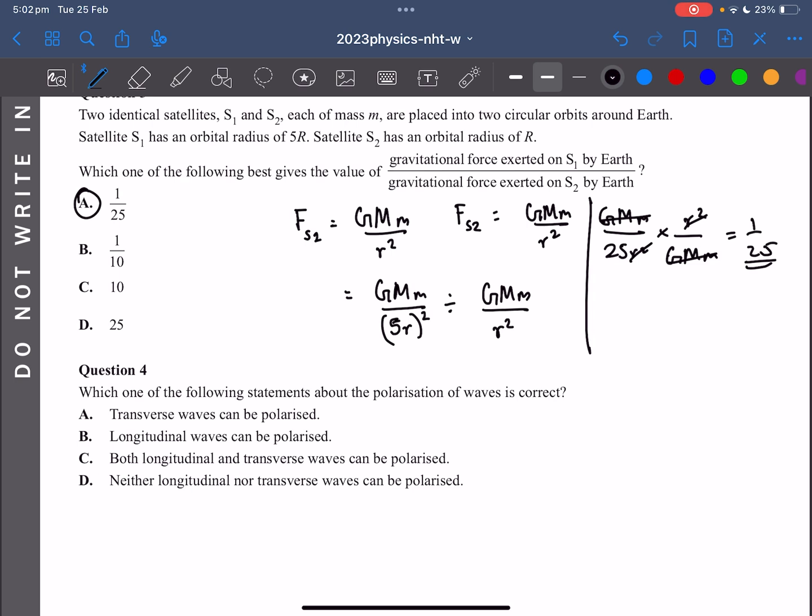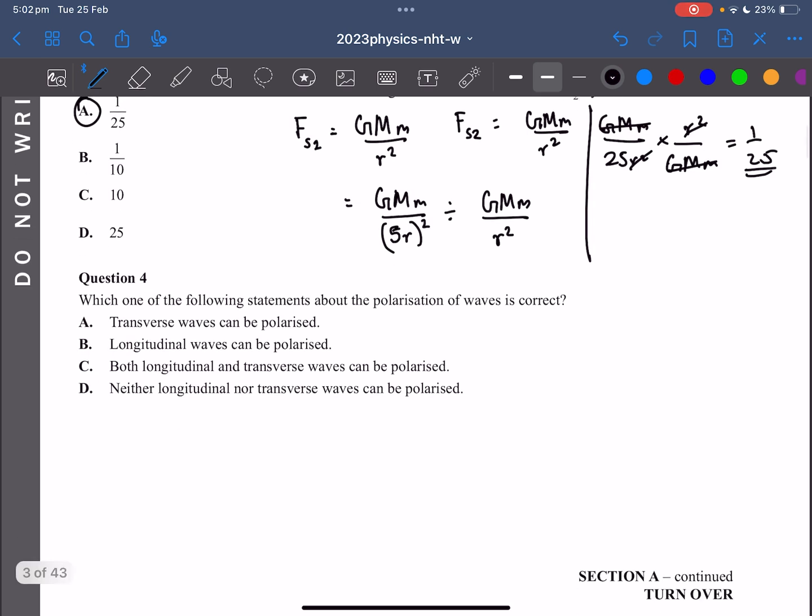Question number 4. Which one of the following statements about the polarization of waves is correct? Transverse waves can be polarized. Yes, this is right. Most likely answer is going to be A. Longitudinal waves can be polarized. No. Our answer is going to be A for this one, because only transverse waves can be polarized.